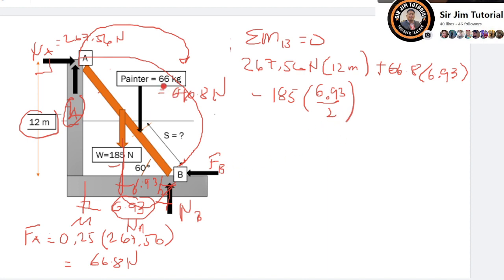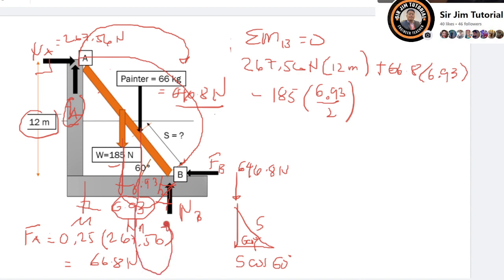Okay, how about this painter? If I'm going to draw this one here, this is the painter, which is 646.8 Newton. This is the distance S. This is 60 degrees. In other words, this one is just a cosine function. S cosine 60. So this one rotates in this direction, meaning that it is anticlockwise, which will give you negative 646.8 multiplied by this distance, S cosine 60 degrees. Now, all of them equal 0.